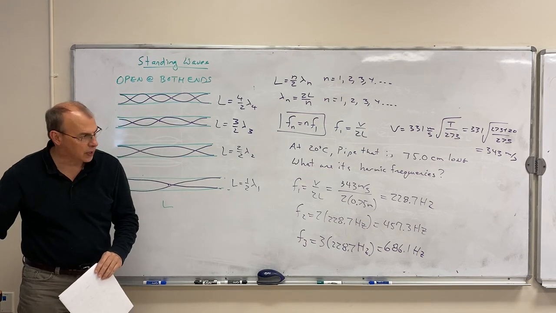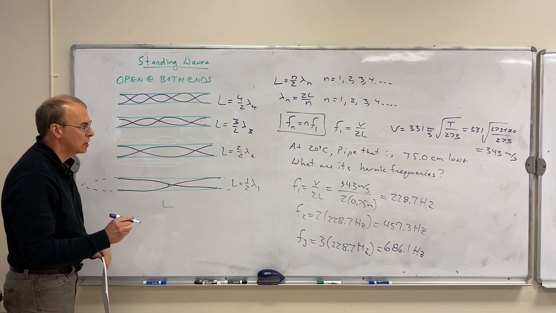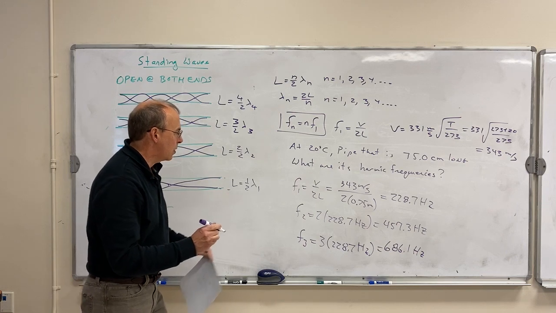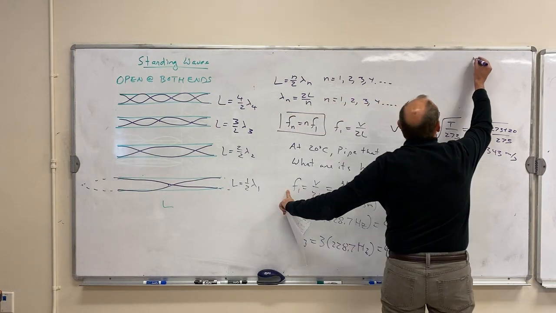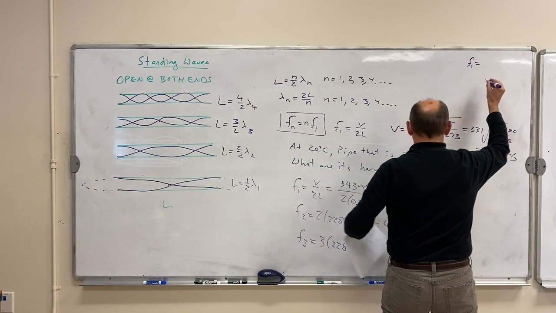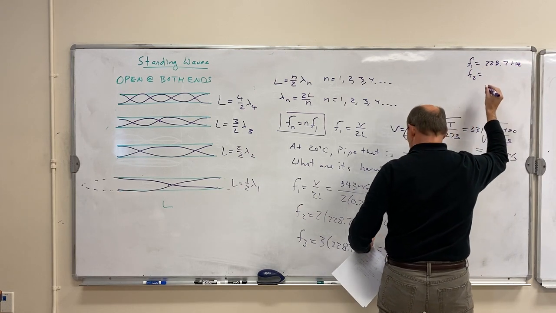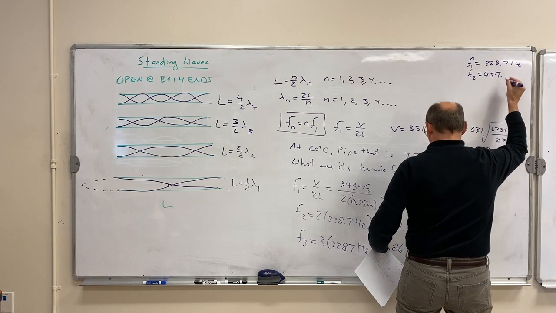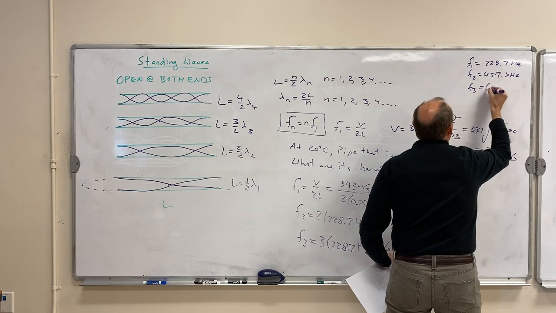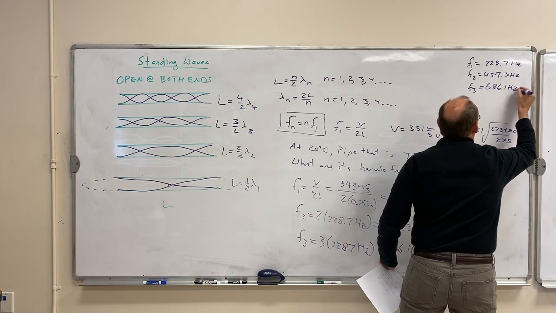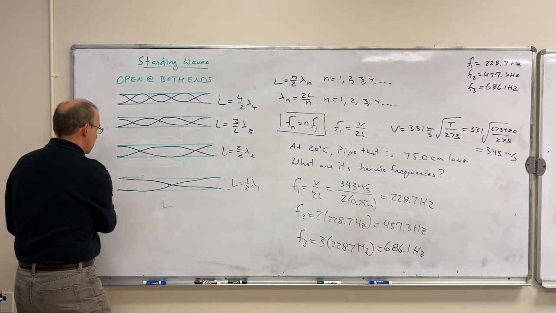Now I'm going to do a pipe that's closed at one end. I'm going to write down my results for this because I want to compare them. We're going to get a different answer. So I'm going to remind you that F1 was 228.7 hertz. F2 was 457.3 hertz. F3 was 686.1 hertz. I just want to remember what those were for our 75 centimeter pipe.